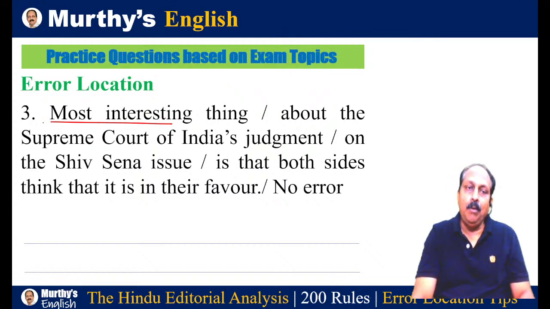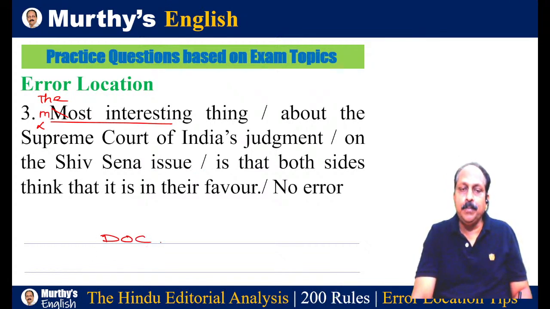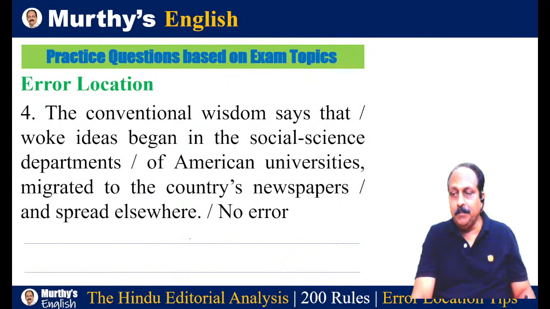But for the superlative form, we have to use a definite article, the. So based on that, the is missing: the most interesting thing. And the question is based on degrees of comparison. To be very specific, superlative form, the most interesting. Superlative form, we have to use a definite article: the tallest, the biggest, the most intelligent, the most interesting.